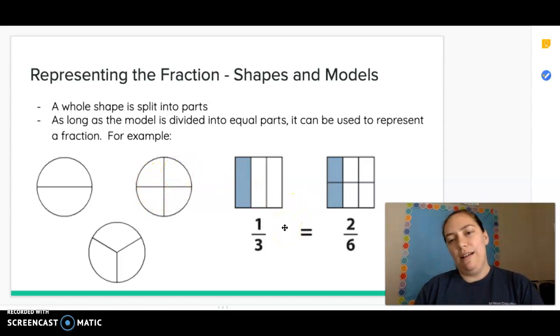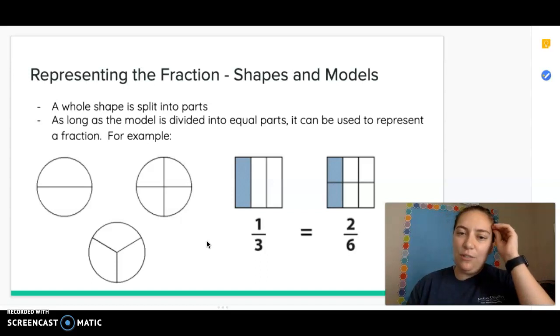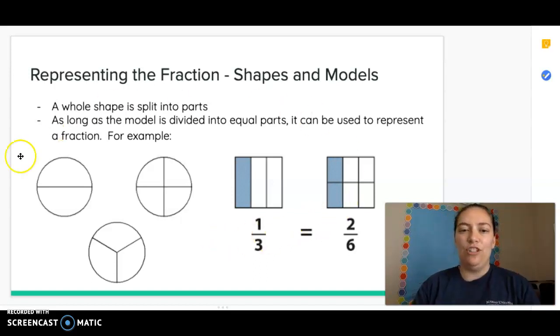So here it shows how you can change a rectangle into two different partitions into equal parts. This one is split into 3 equal parts. This one is split into 6 equal parts, but when two of these are shaded in, it looks like one of these is shaded in over here. So that's kind of showing equivalent fractions, which is what we'll get into later this week. But I just wanted to show you that fractions can be shown as shapes or models.